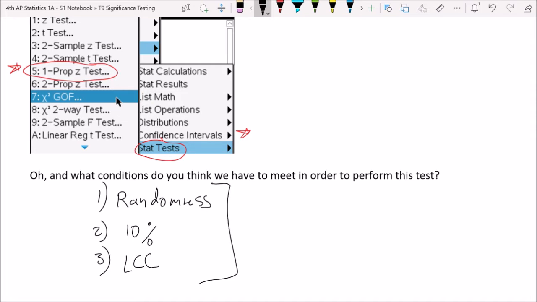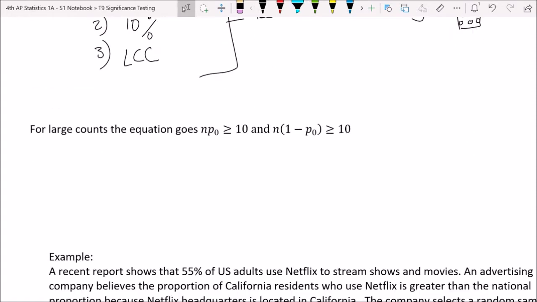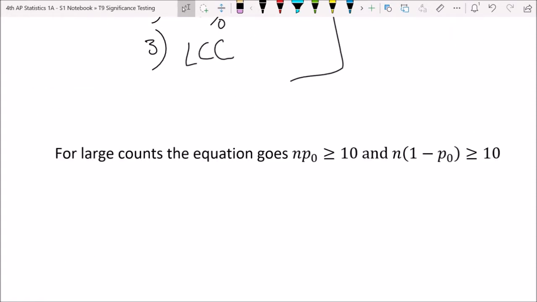Anytime, get in the mindset: do this before using the calculator. Before you even think about touching your calculator, and there's my little calculator, please always do these first. Let's get in that habit today, because if we don't, that could bite us on free response questions later. There's a note here about the large counts condition. It says that in the large counts condition, we use the null value for the proportion. That means we use whatever value we have in the null hypothesis.